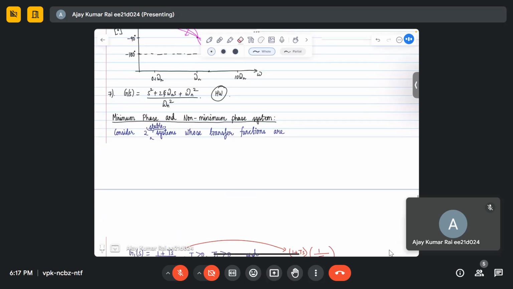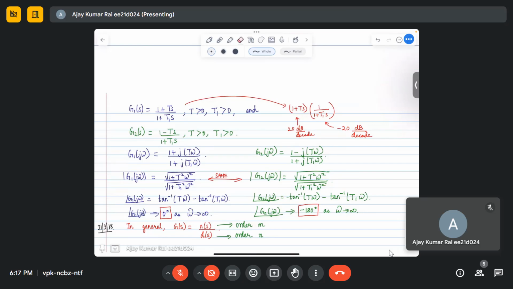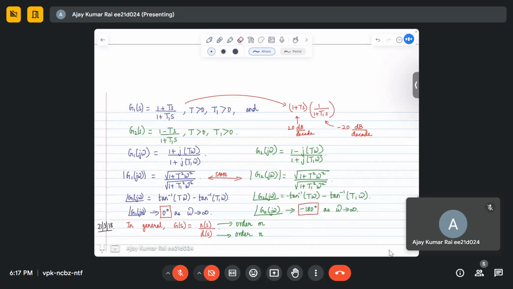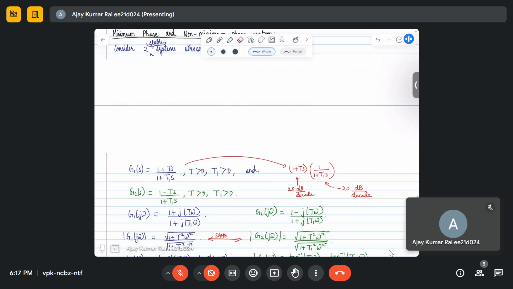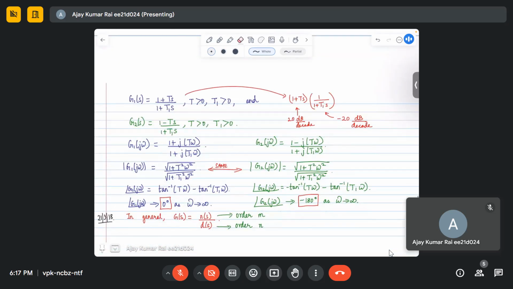Okay, so we have seen this, and what we have seen is a definition of minimum phase system. We have considered two systems, G1(s) and G2(s). What is the difference? The only difference is you have a negative 1 minus Ts, that means you have a zero on the right hand side. So that is the difference.